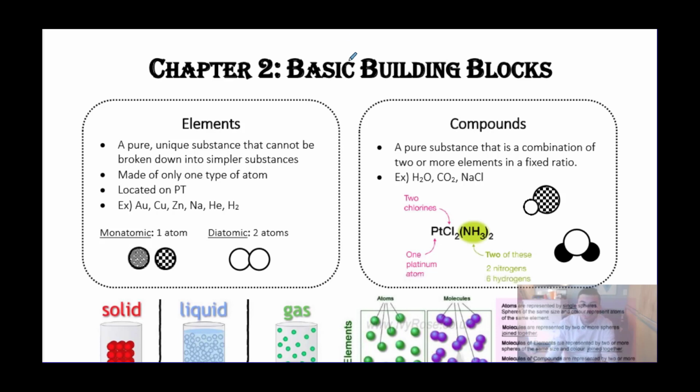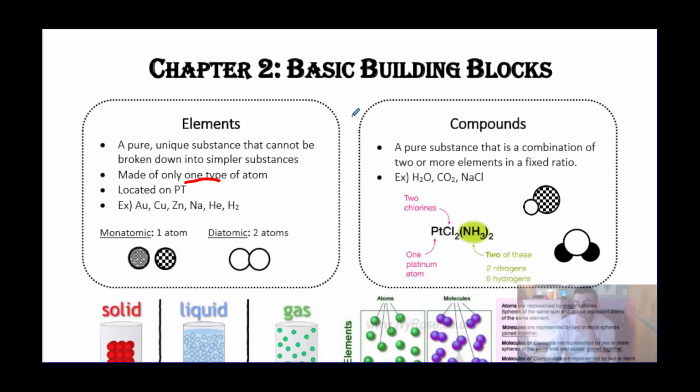Elements are pure, unique substances that cannot be broken down into simpler substances. They are made up of only one type of atom. And really important in the definition is one type of atom. We're not saying elements are one singular atom because we can have diatomic elements like H2 or Br2, but it's only one single type or kind of atom.